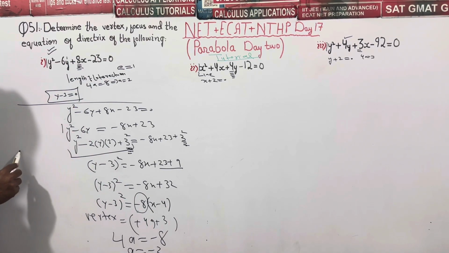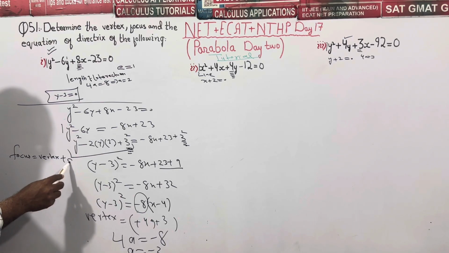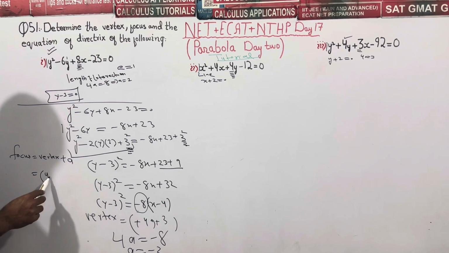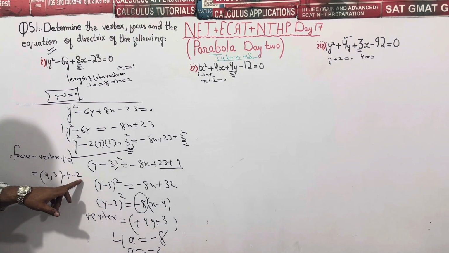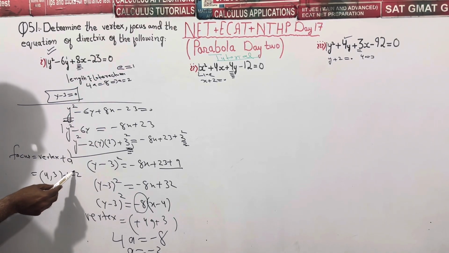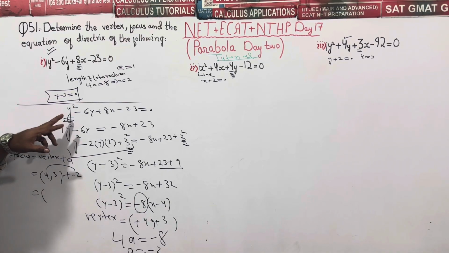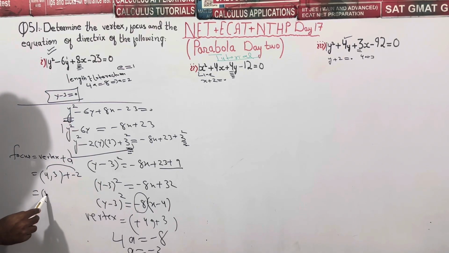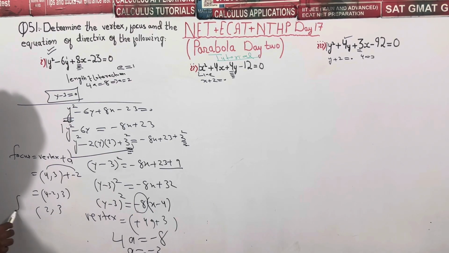Focus is given by vertex plus a. We have vertex 4 and 3 and the value of a is minus 2. A question arises whether we have to add this value of a in both x and y or either of them. We have to add in either: square in y, add in x. It will become 4 minus 2, and 3. So we have 2, 3, that's our focus.